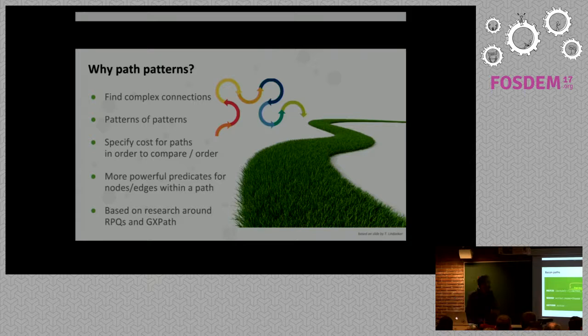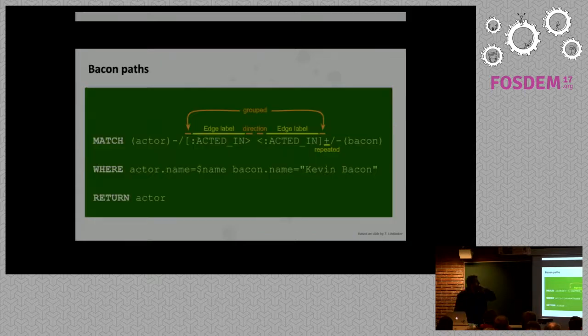So just to give a brief example, here is a so-called Bacon path. So if you have an actor who acted in a movie, outgoing, and then incoming in a node called Bacon.